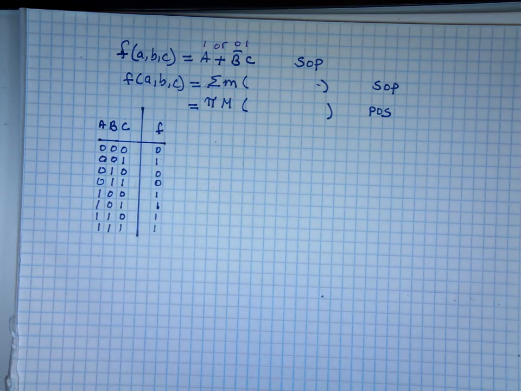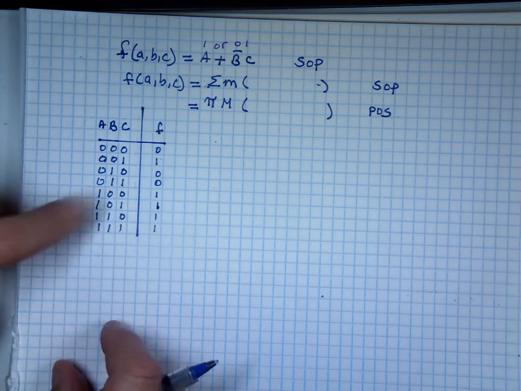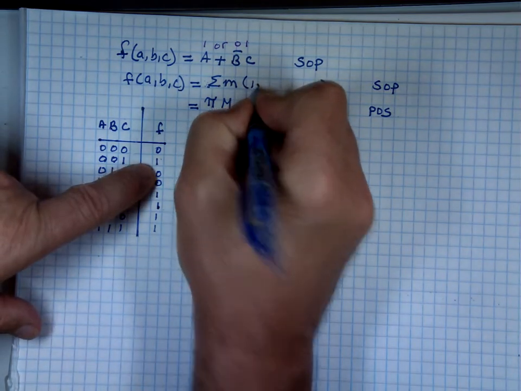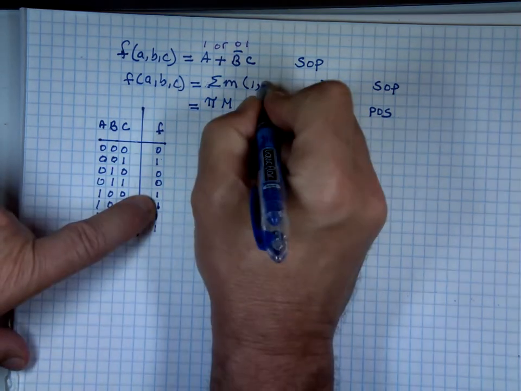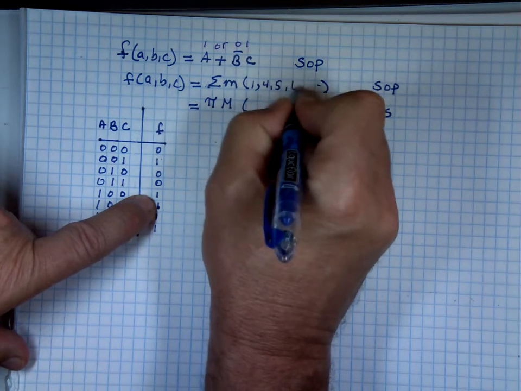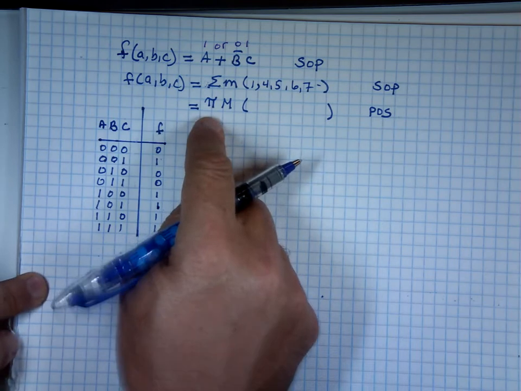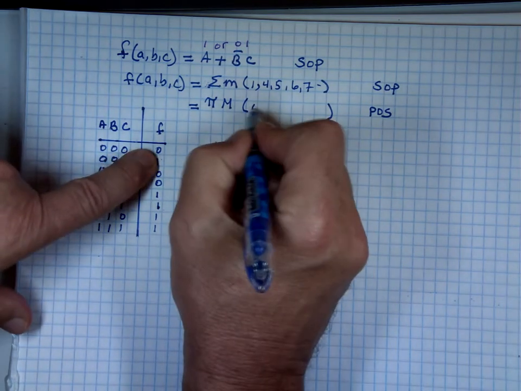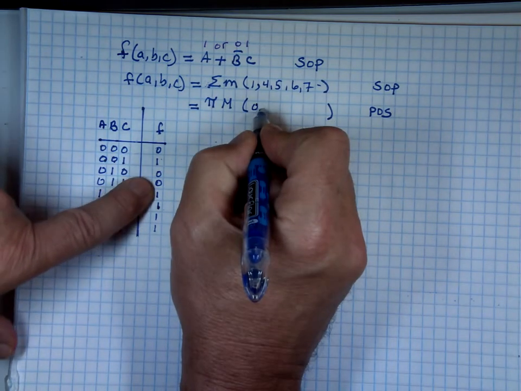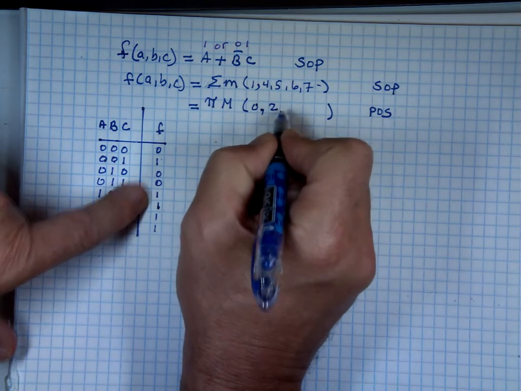So now I know what the minterms are, that's going to be what? 1, 4, 5, 6, and 7. The max terms, that's where the zeros are, where? At 0, 2, and 3.